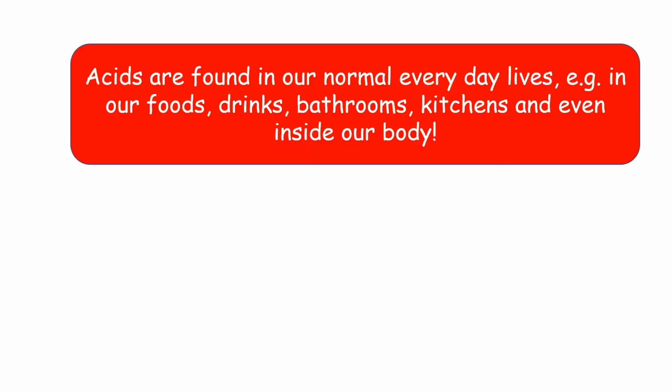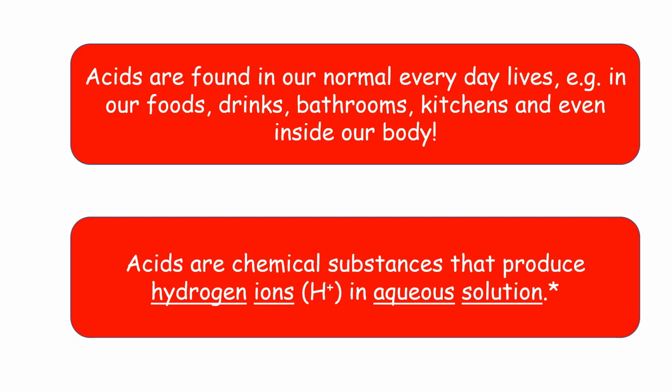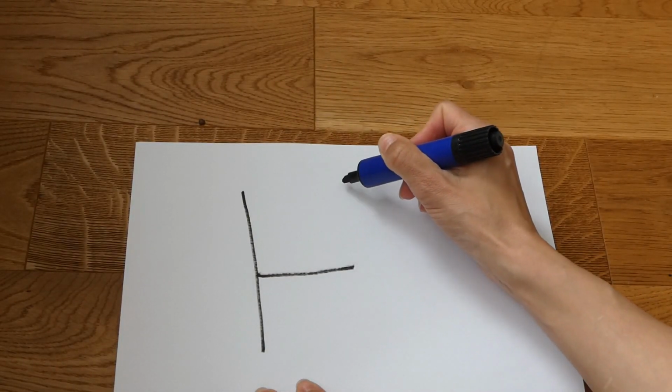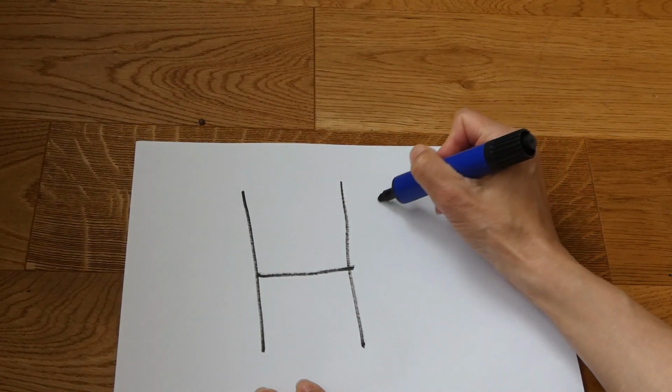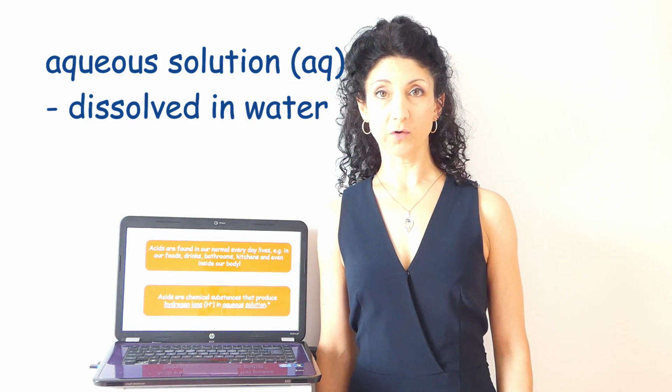For your GCSE, it's important that you understand that acids are chemical substances that produce hydrogen ions in aqueous solution. Let's just pause there momentarily. Hydrogen ions can be written for short as a capital H with a superscript plus sign. Also, you may not be familiar with the term aqueous solution. All that means is the substance is dissolved in water.